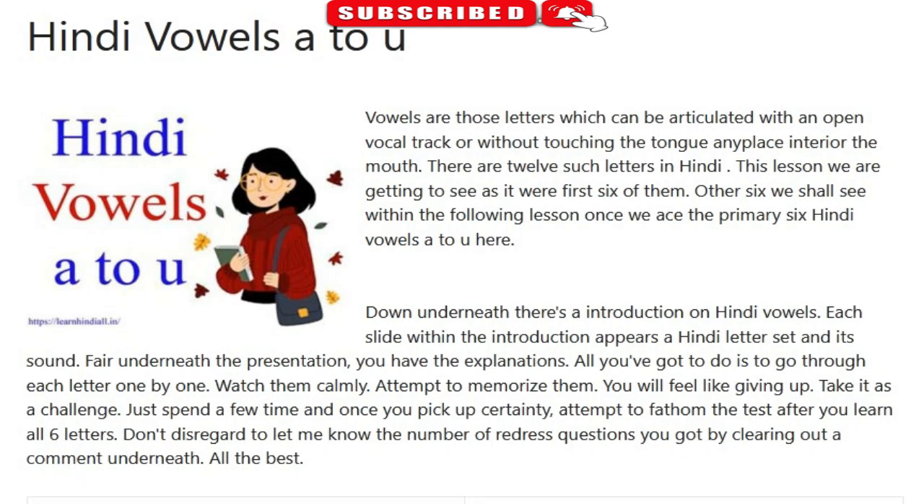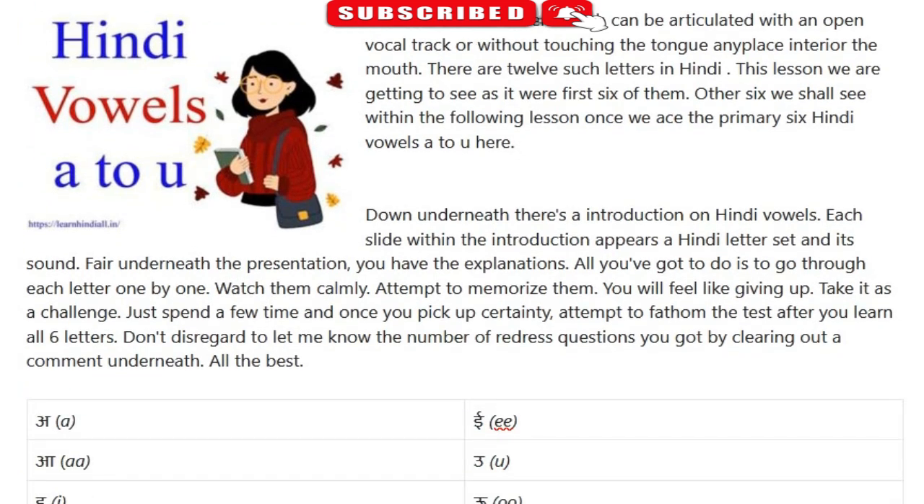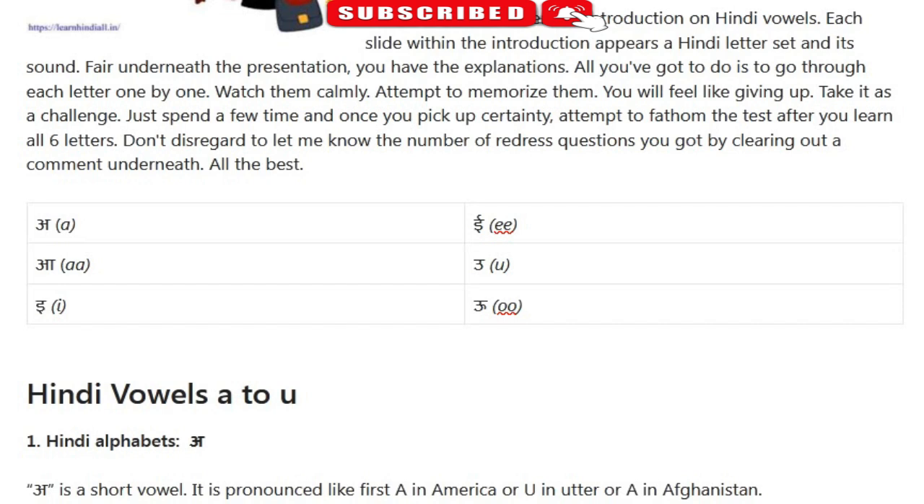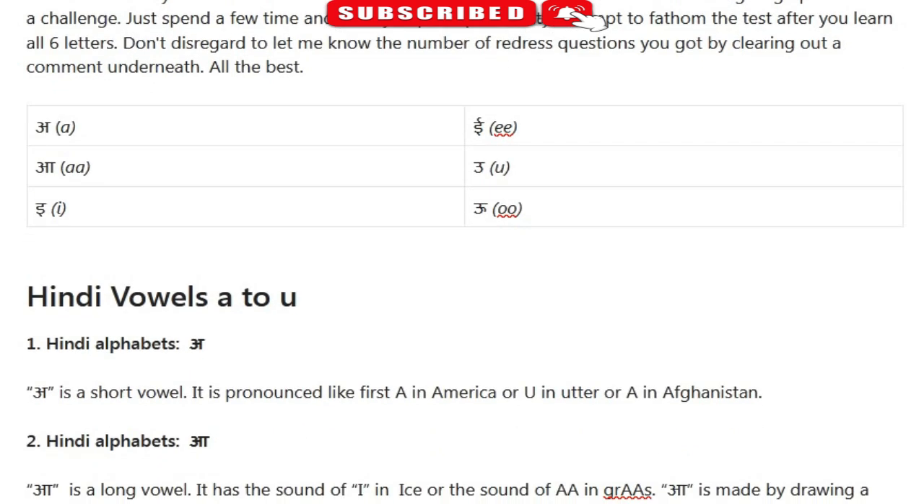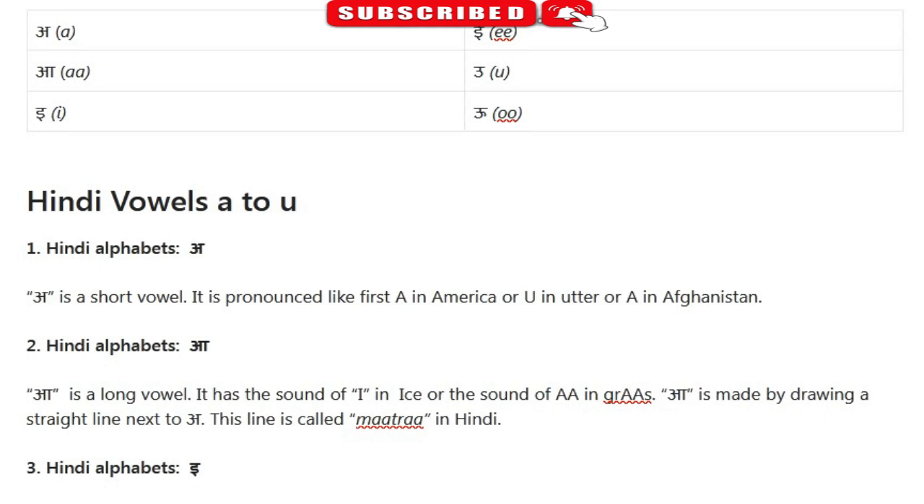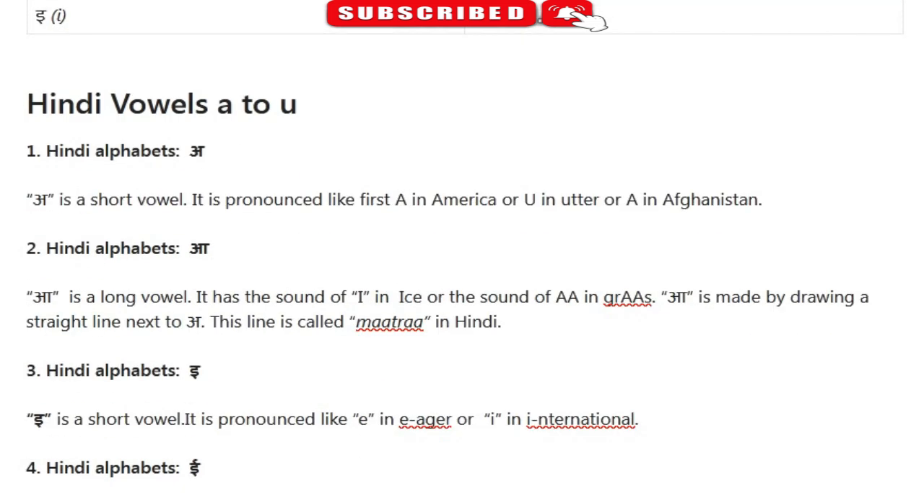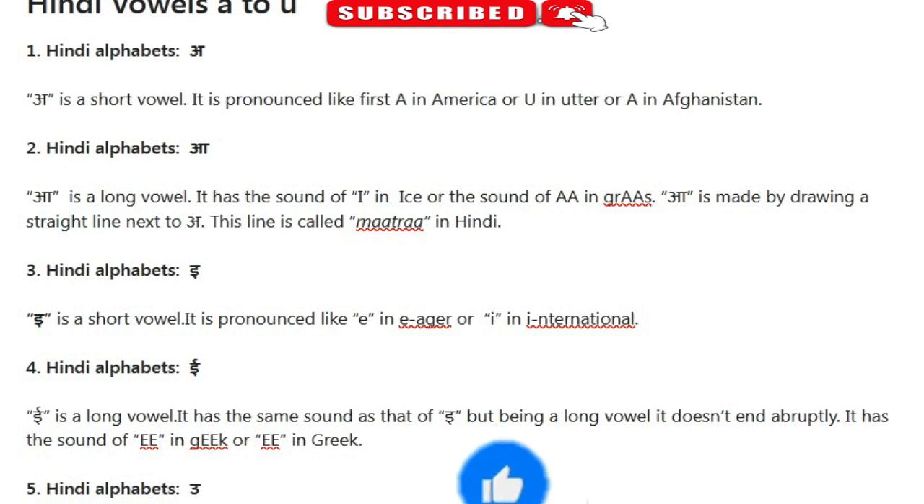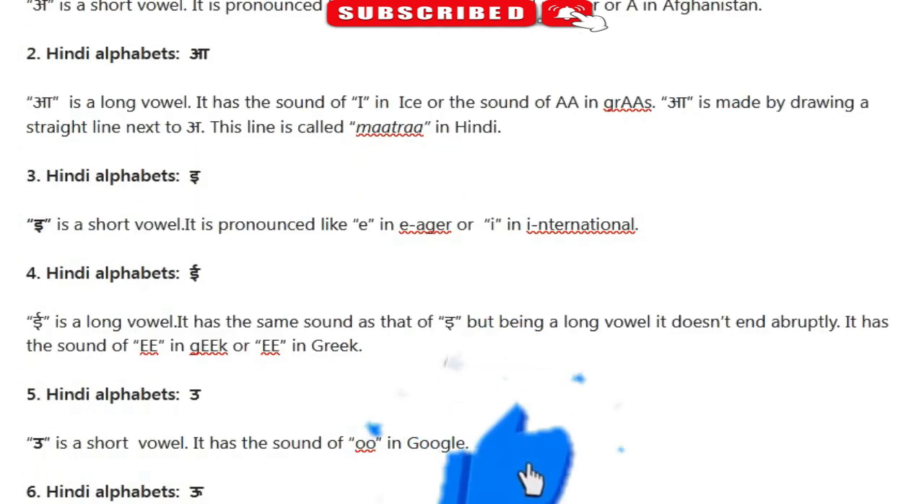Hindi vowels A to U. Vowels are those letters which can be articulated with an open vocal tract or without touching the tongue any place inside the mouth. There are 12 such letters in Hindi. In this lesson we are going to see only 6 of them. The other 6 we shall see in the following lessons once we ace the first 6 Hindi vowels A to U here.